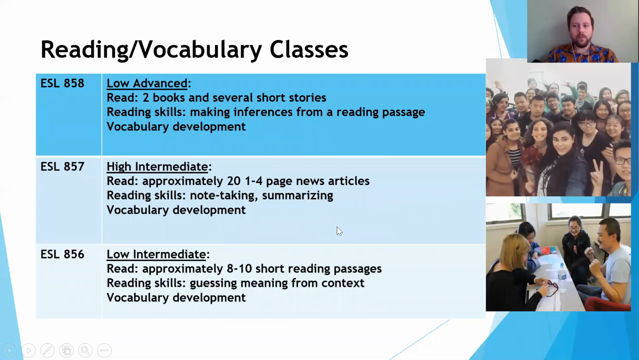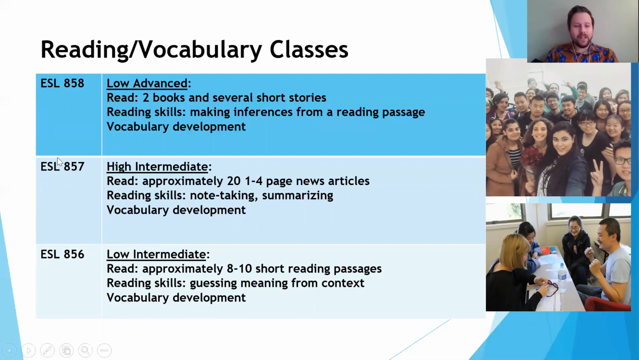Our final group of our main core classes are reading and vocabulary. So in our ESL 856 low intermediate reading class, you will read approximately 8 to 10 short reading passages and learn skills such as guessing meaning from context. Of course, you will also develop your vocabulary, as reading is the best way to build your vocabulary.